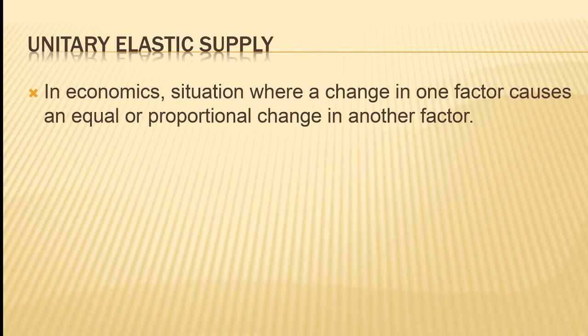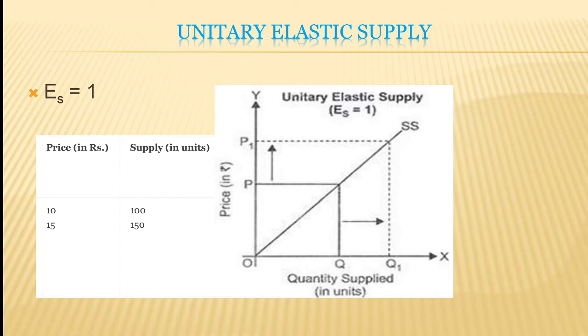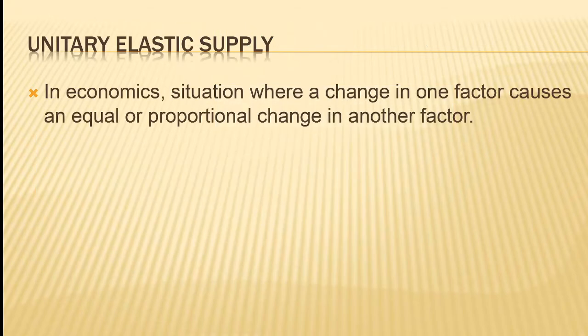Okay, and what is unitary elasticity? It is where a change in one factor causes an equal or proportionate change in another factor. That is actually real economics. Say, for example, if the price of tea increases, normally the demand for coffee grows. This is the proportionate demand: one factor causes an equal or proportional change in another factor.